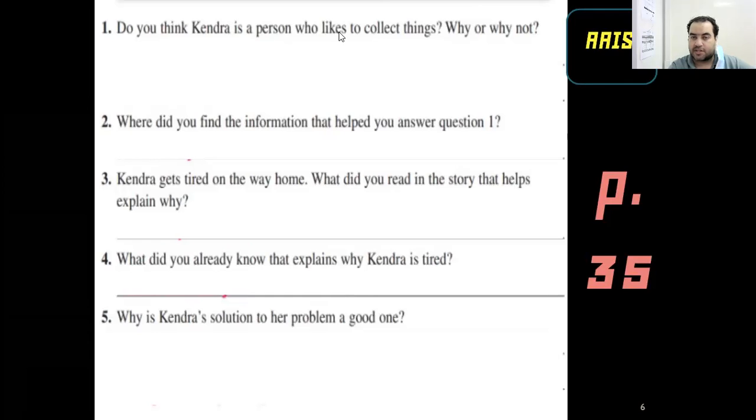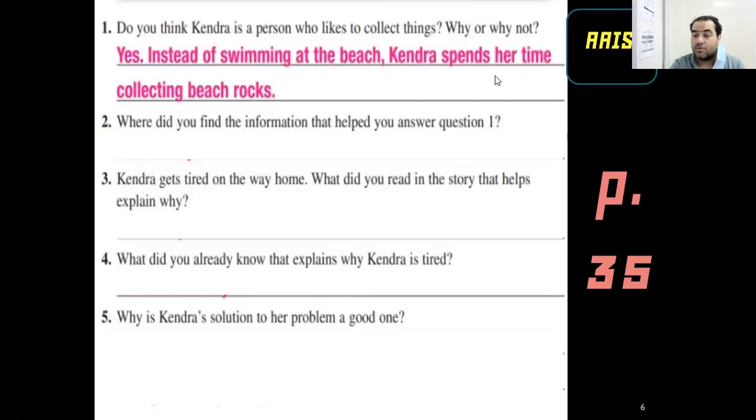Do you think Kendra is a person who likes to collect things? Sure, yes, of course. Why or why not? Can you tell me why or why not? Because she collected the colorful rocks. This is how I knew. Because she didn't go swimming. She didn't have fun. Because for some people, swimming and having fun is more important than collecting rocks or stuff.